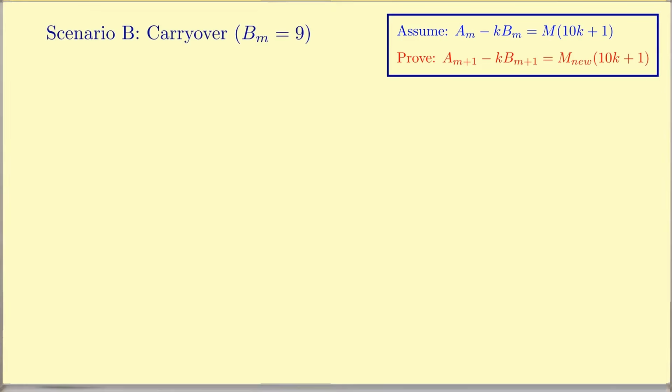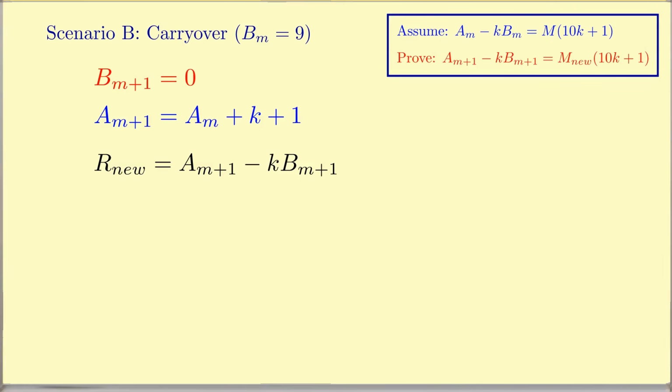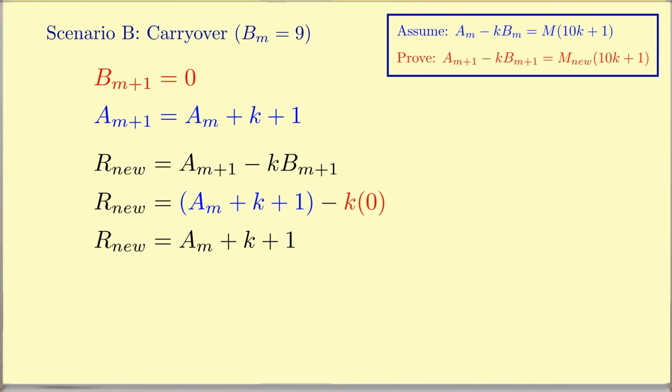Scenario B, a carryover in the units digit, meaning the last digit is 9. If the last digit is 9, adding 1 causes a carryover. The new last digit resets to 0, and we carry an extra 1 to the tens place. This makes our new front section the old front section plus k plus 1. Apply the rule. We take the new front and subtract k times the new last digit, which is 0. This simply leaves the old front plus k plus 1.